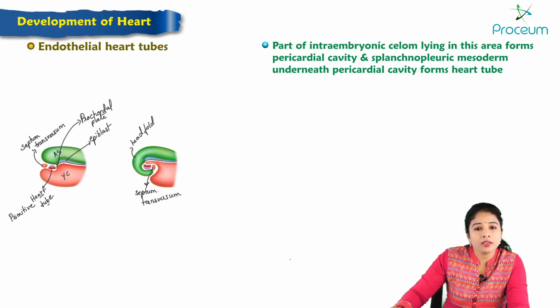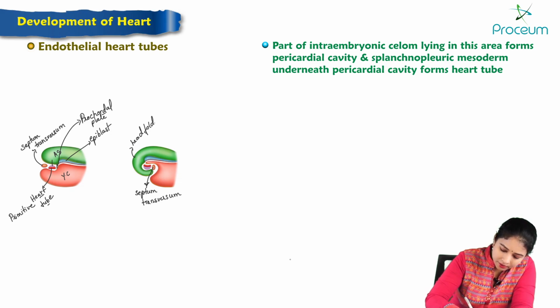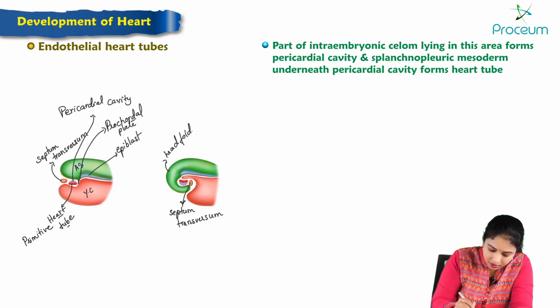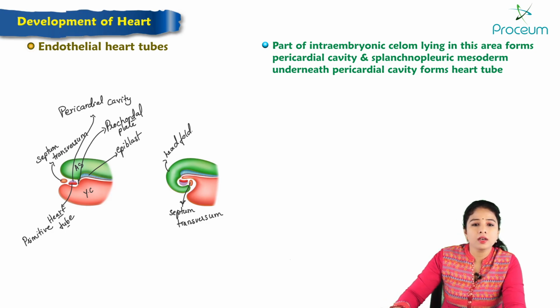The part of the intraembryonic coelom lying in this area forms the pericardial cavity, and the splanchnopleuric mesoderm lying underneath the pericardial cavity forms the heart tube. So this is the pericardial cavity. Here we can see the purple one is the pericardial cavity and the red one is the heart tube.